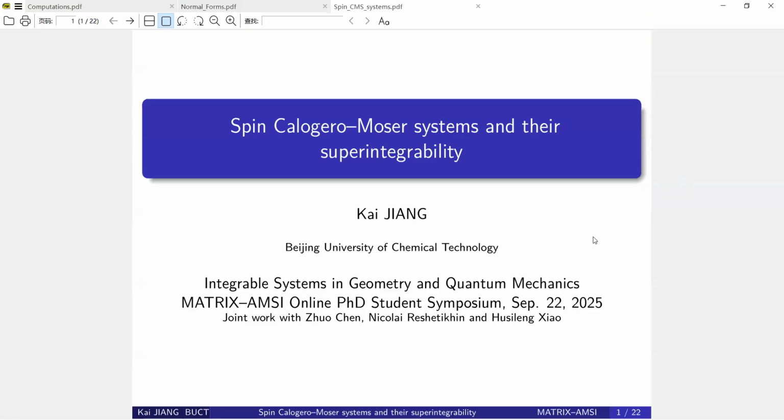Okay. First, thanks for the invitation and the introduction. Today, I'll talk about the spin Calogero model system. Gary just talked about the Calogero model system, so let's continue with this system and generalize it to the spin case.